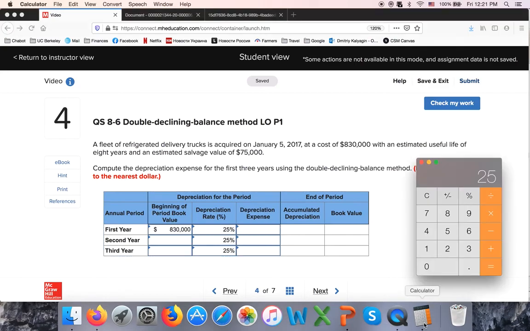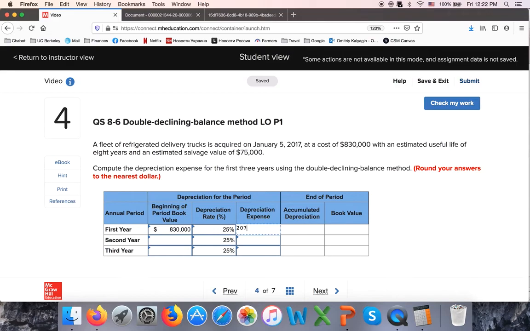So what's my depreciation expense? I'm taking 830,000, the beginning book value, which is the same as cost, and multiply it by 25%. That's my depreciation: $207,500. That's also the accumulated depreciation. What is the book value? Cost minus accumulated depreciation: $622,500. In the second year, that becomes the beginning book value, and I multiply it by 25% to get the depreciation.